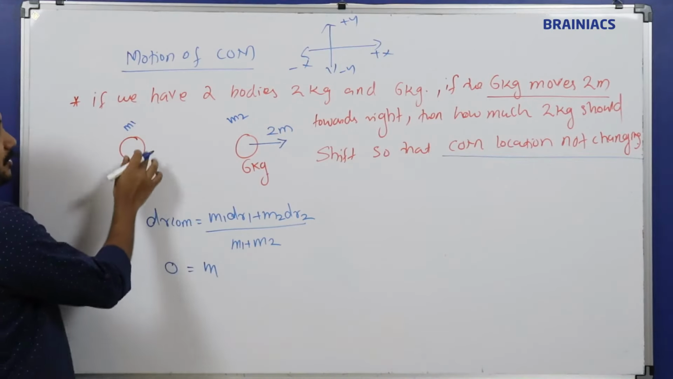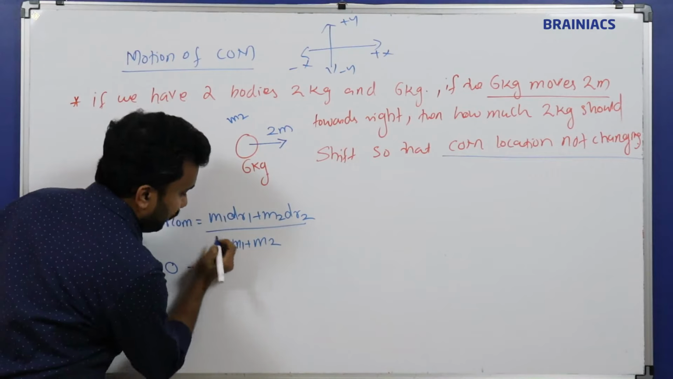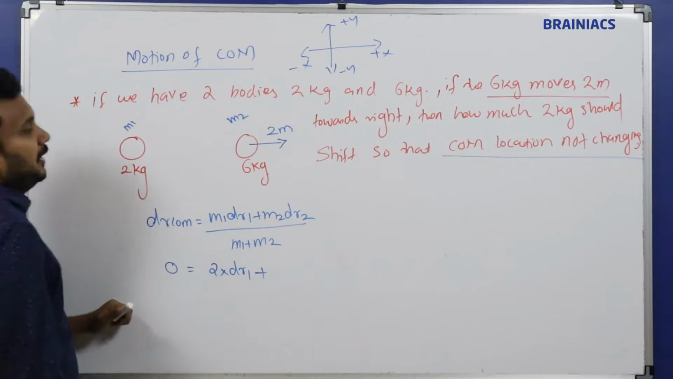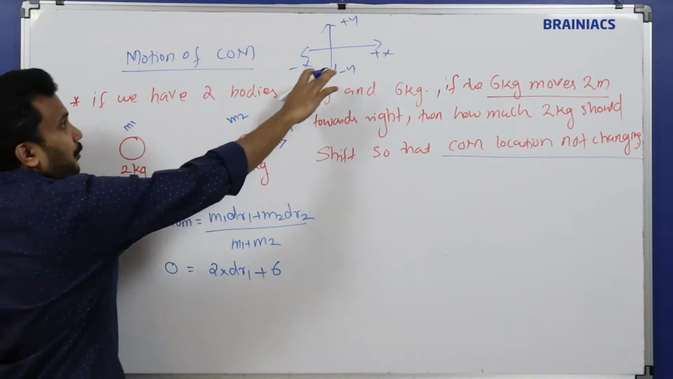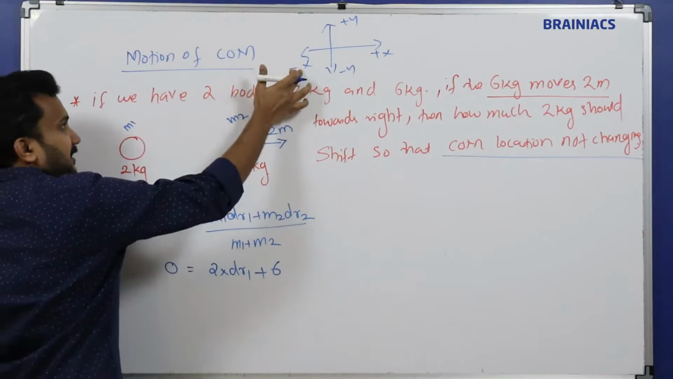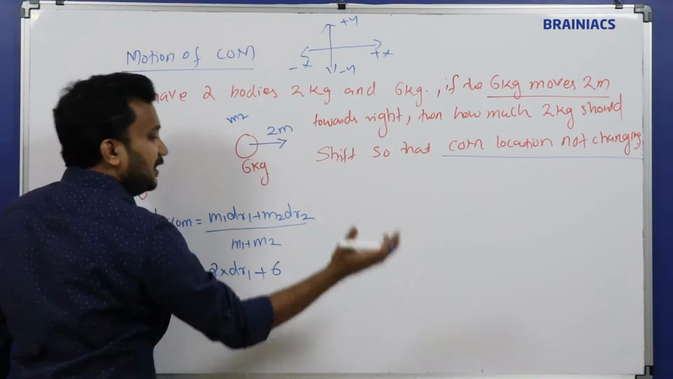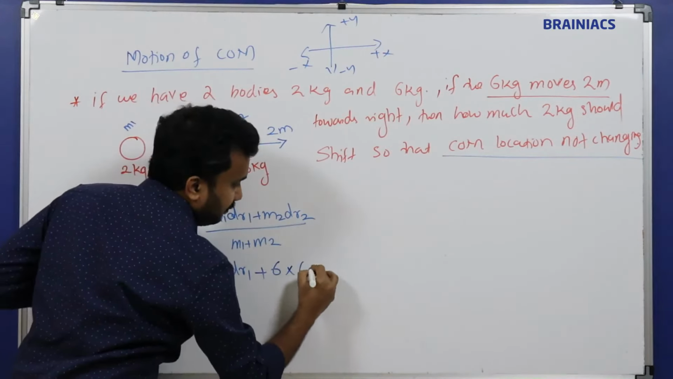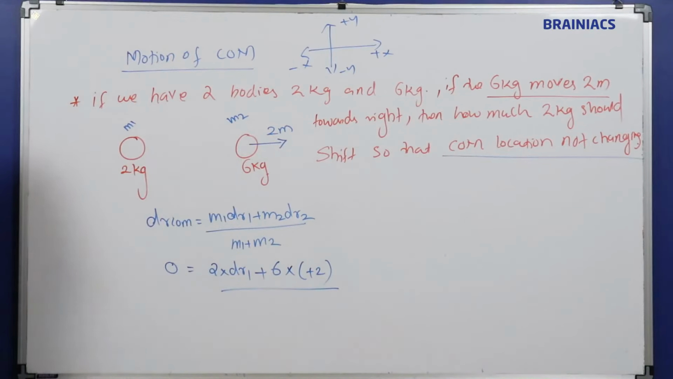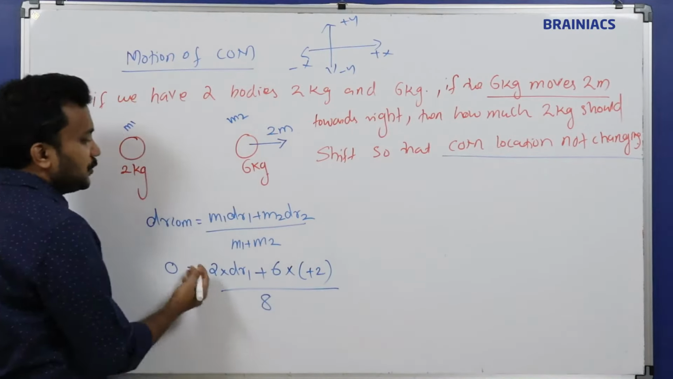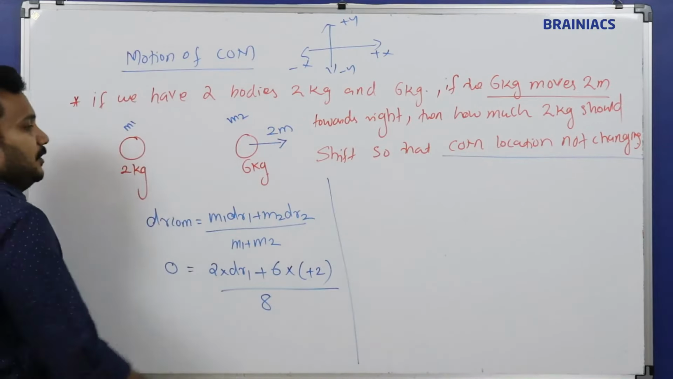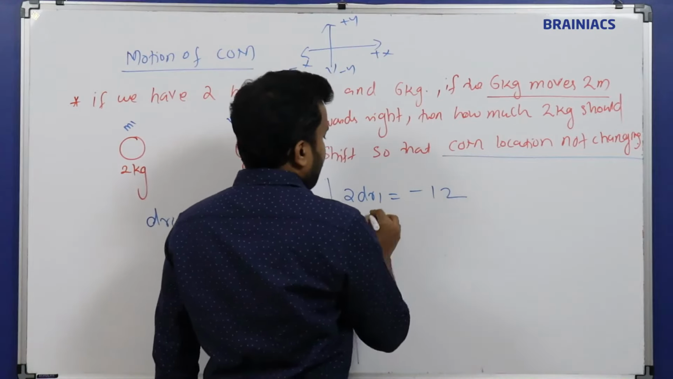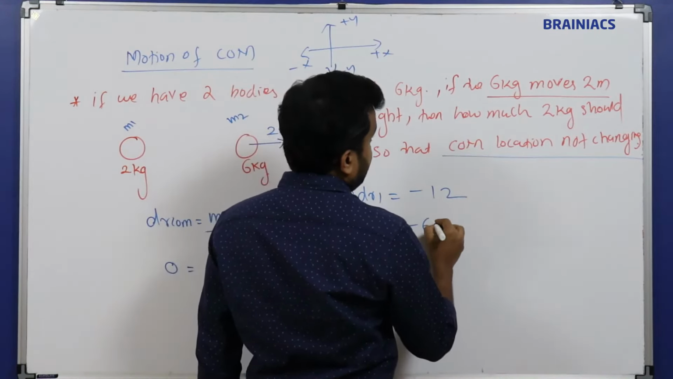So dr1 is the shift of this one. m1 is 2 kilogram into dr1, which is not given, plus m2, the mass, is 6 kilogram. If it is moving right it is plus, if it is moving left it is minus, if it is moving down minus, if it is moving up plus. Now this 2 meter is to the right side, so plus 2, divided by the total mass of the system, 6 plus 2, 8. We'll simplify this one. So 2 times dr1 is equal to 6 into 2, 12, minus 12, and dr1 equals minus 6 meter.